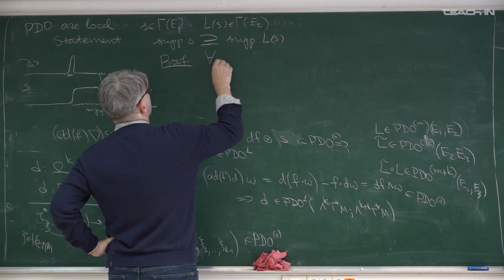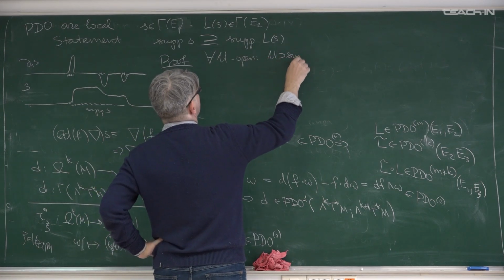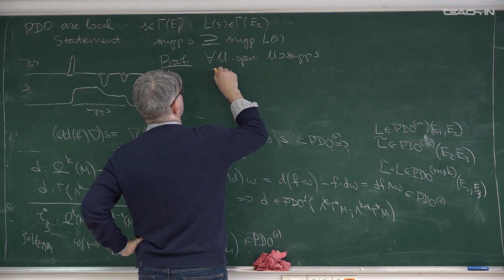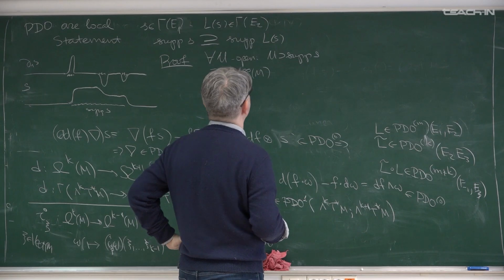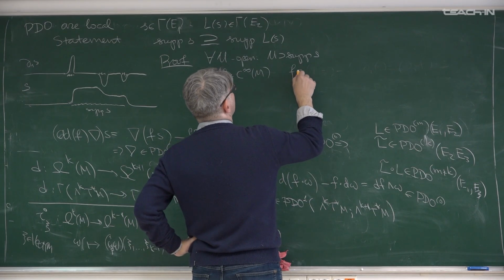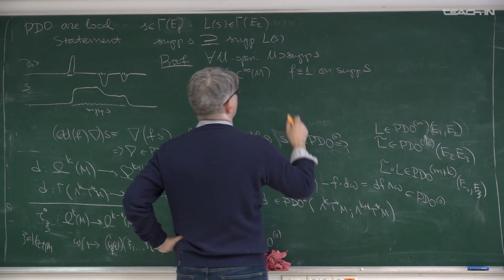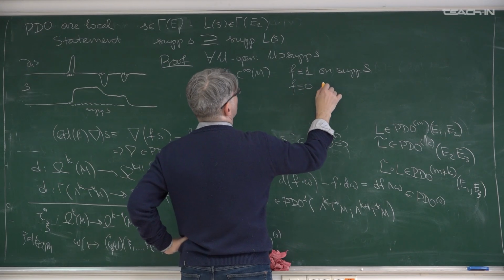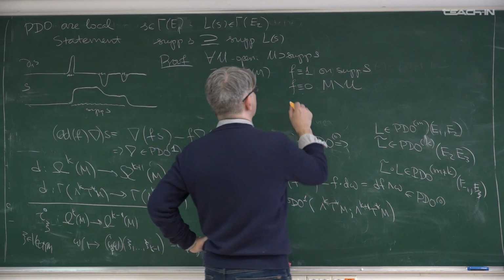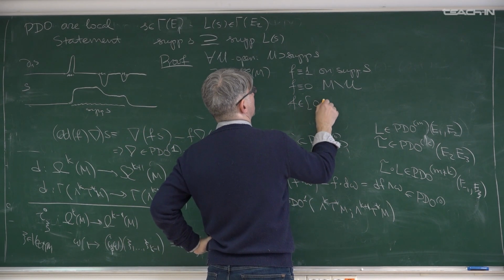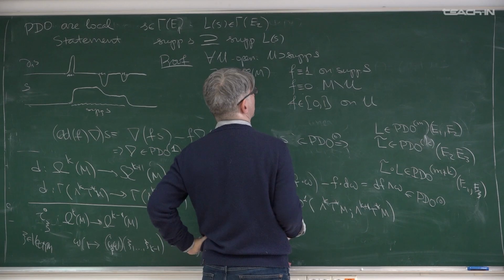Consider any open set U such that U contains the support of the section. There exists a function F with the properties: F is identically 1 on the support of S, F is identically 0 on M outside U, and it changes from 1 to 0 on U.